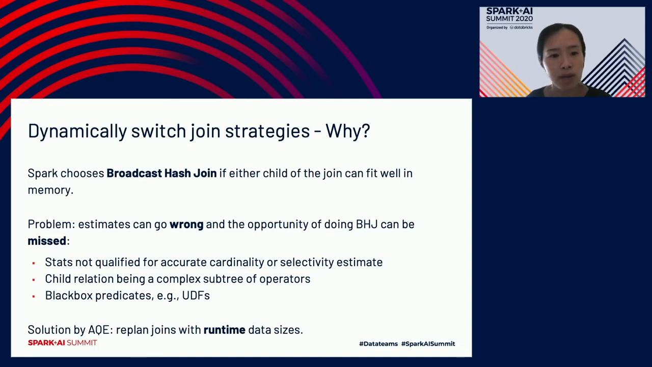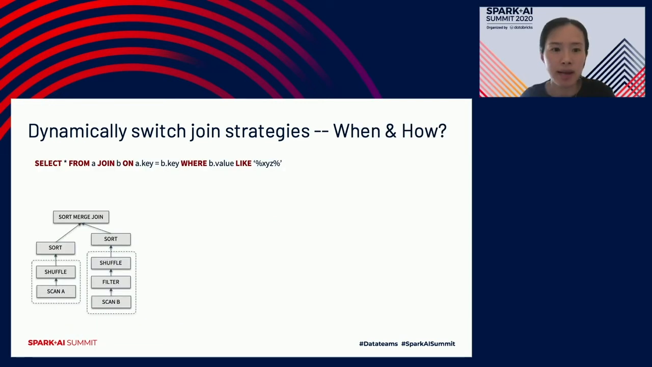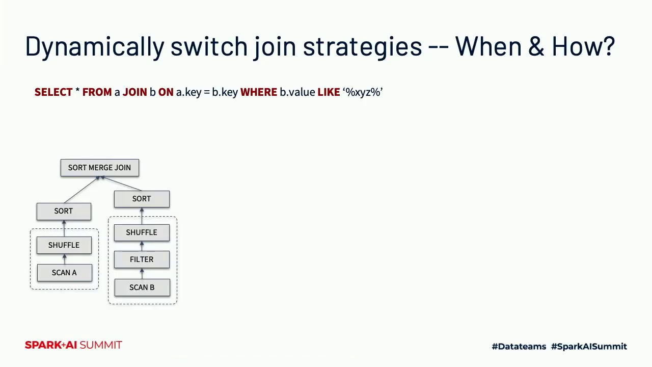AQE tries to remedy this situation by switching over to broadcast join at runtime once the query stage from either side of the joins finishes with a data size that falls below the broadcast threshold. This is an example of how dynamic join strategy switching works. This example query has a predicate on one of the join tables, and it's hard to get a good estimate on the selectivity of that predicate. And for this reason, the Spark static planning picks the sort merge join.